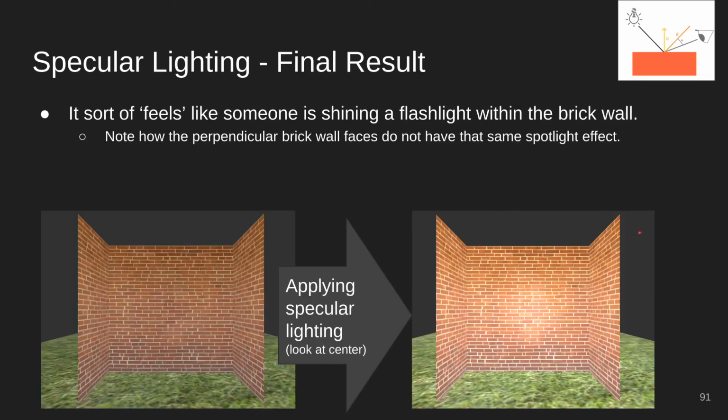Once we've done this, if you look towards the center of the scene, you can see that it's a little bit brighter here, and then it disperses and gets lighter. This is our original with no lighting, and here's our scene with the diffuse, specular, and ambient light applied.